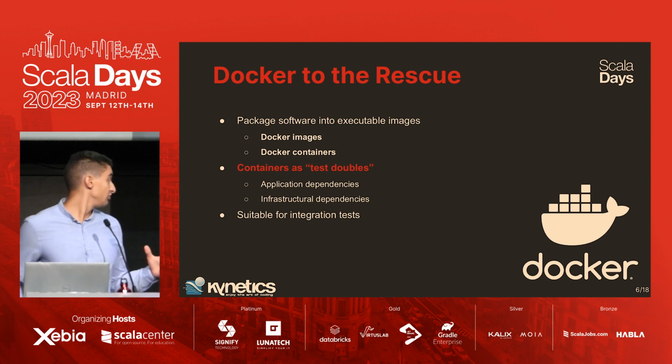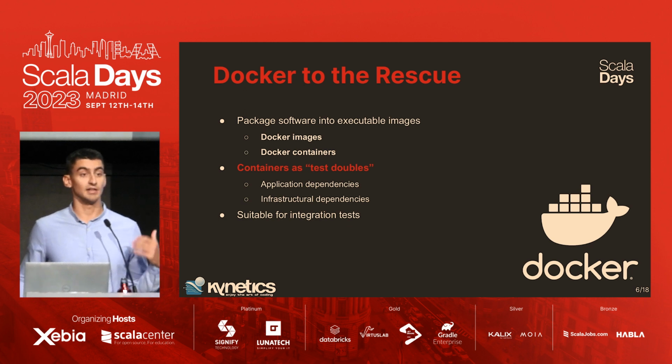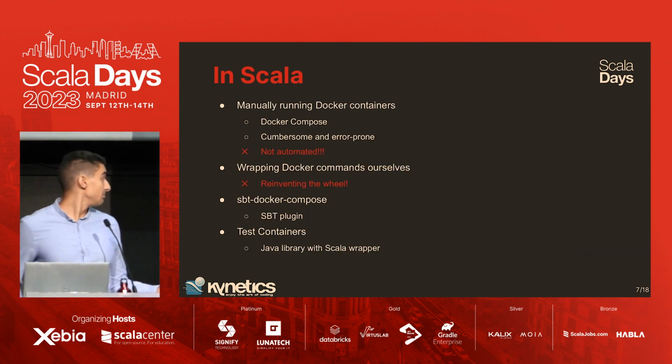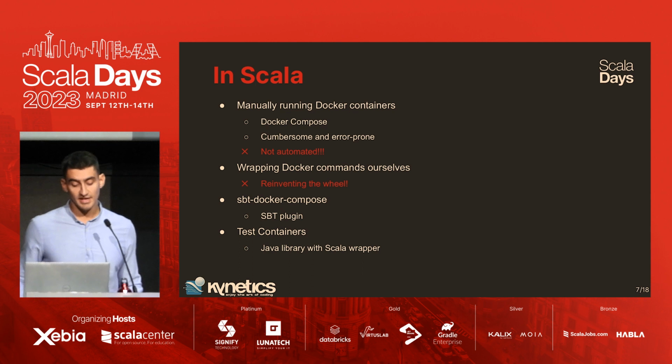Now, of course, this is suitable from integration tests above, because unit tests do not test any dependencies, any complexity. But from integration tests above, we start testing the integration of our application with these infrastructural dependencies. Now, based on my experience in Scala, we have 4 different ways to do this. The first one is also the simplest, and it only involves manually writing Docker commands.